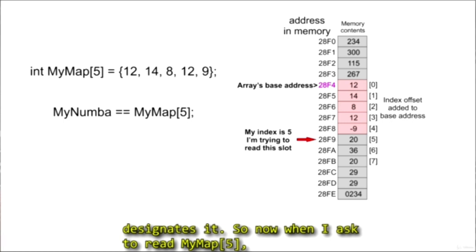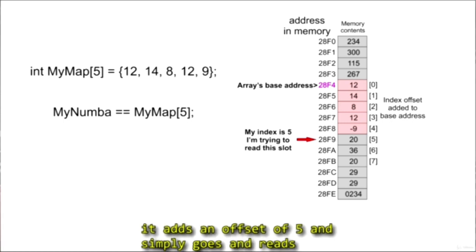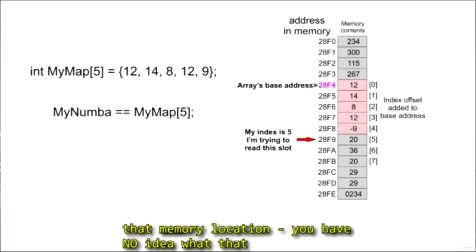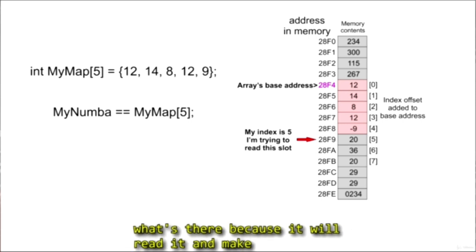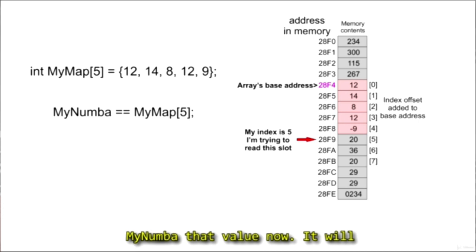So now, when I ask it to read my map 5, it adds an offset of 5 and simply goes and reads that memory location. You have no idea what that memory location is, but you're about to find out what's there because it will read and make my number that value now. It will be completely random.